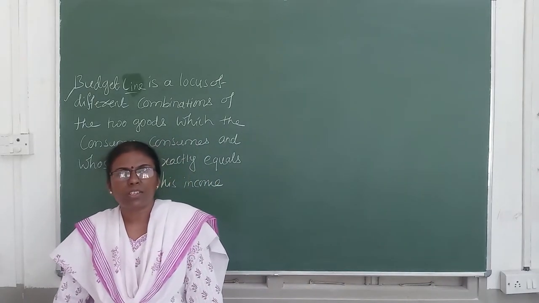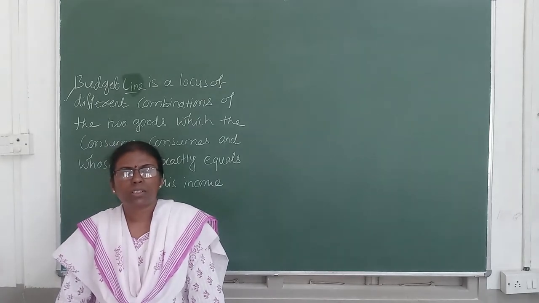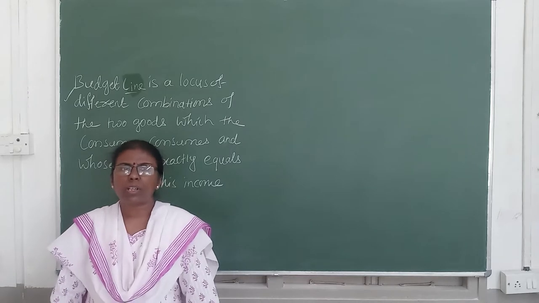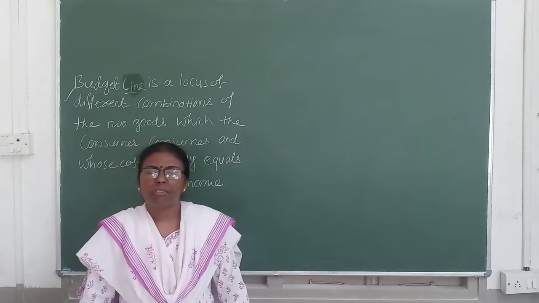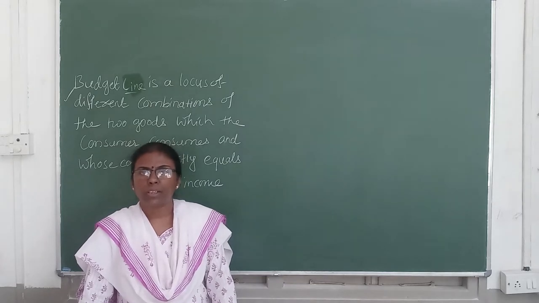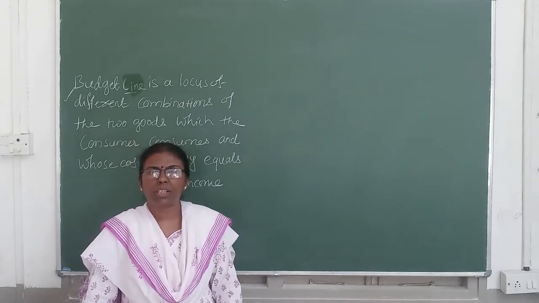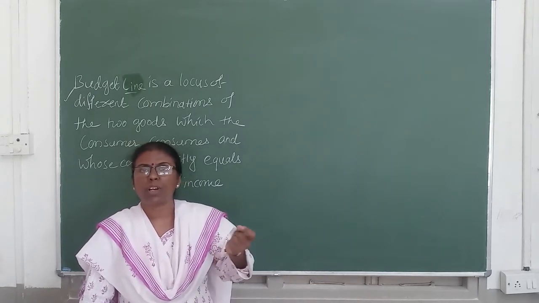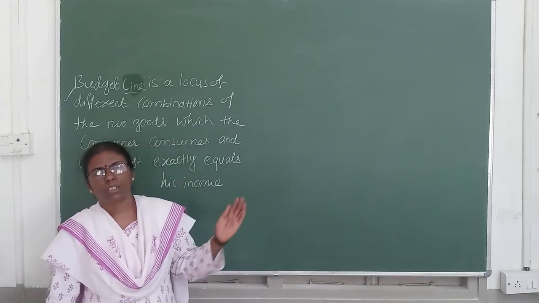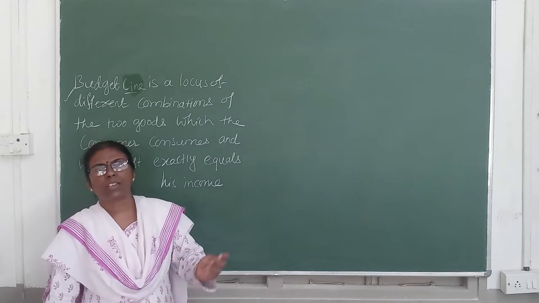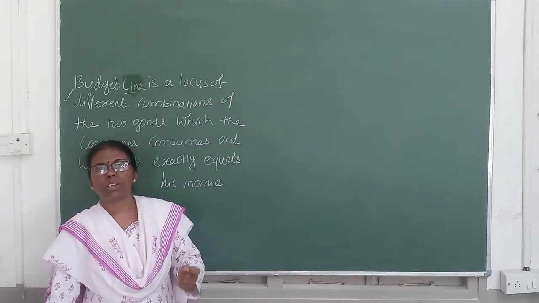In the last session, we discussed the theory of consumer behavior and completed the law of diminishing marginal utility. With the help of utility, consumer behavior is measured with the cardinal approach, and this is also part of the same approach. Let us try to understand consumer behavior.